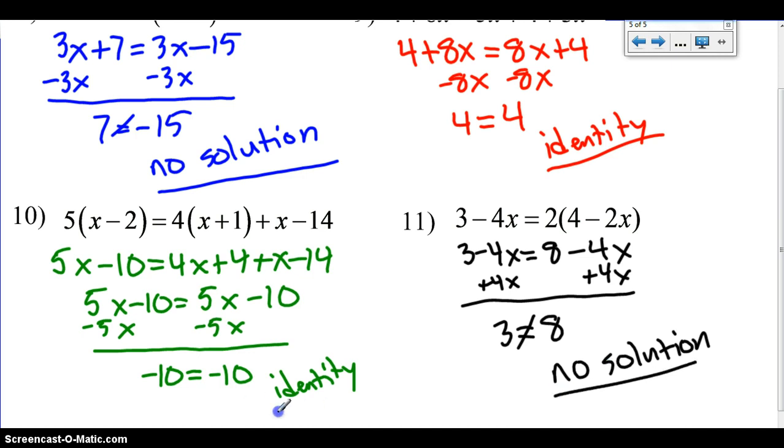All right, guys, a couple of weird things for you to consider, but to sum it up, if you solve and your variables cancel each other out, you're going to get no solution or an identity. Just look at the numbers and see if the statements that are given are true.